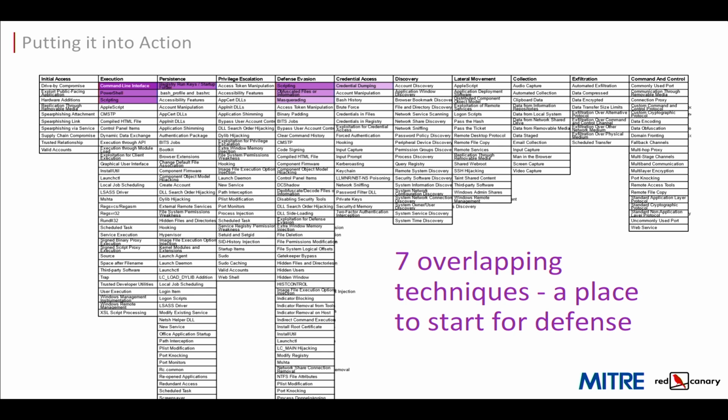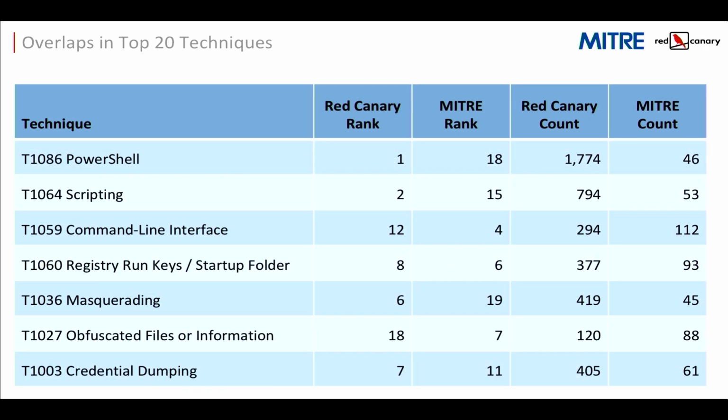And even there are limitations of the data that we've talked about. But based on these 2 approaches, these 7 techniques popped up in both of those. I think this is a pretty darn good place to start with our defenses. So what were those overlaps?